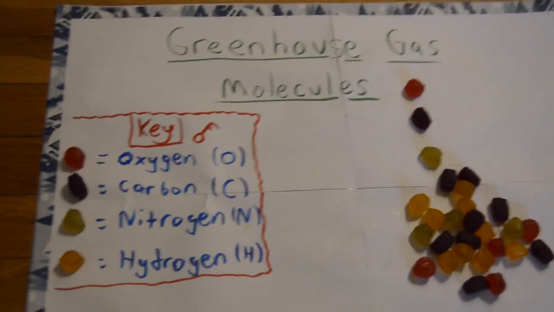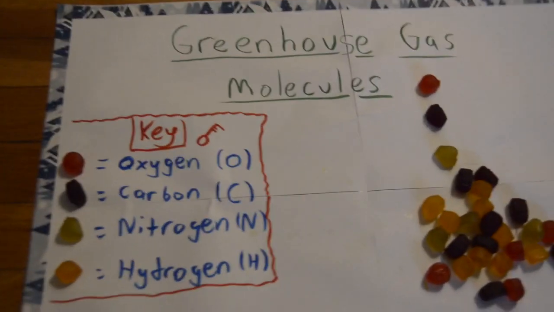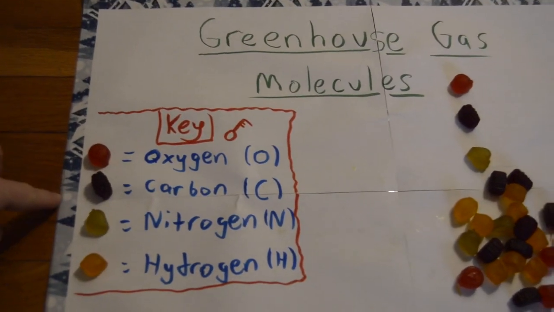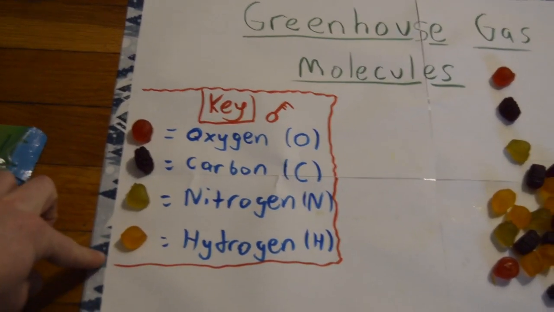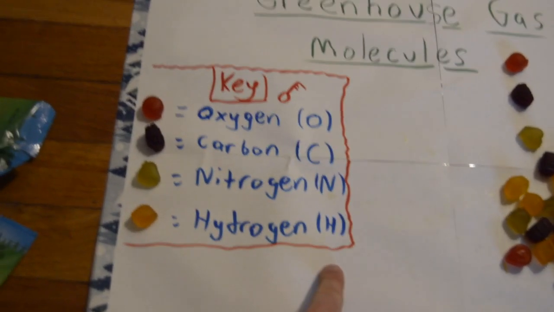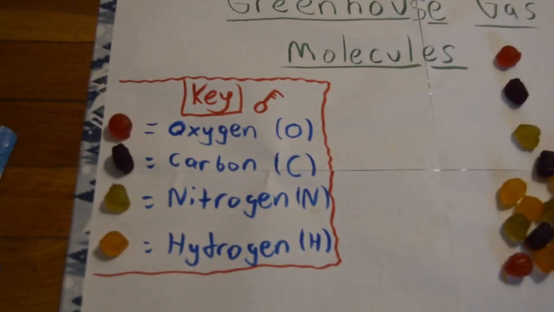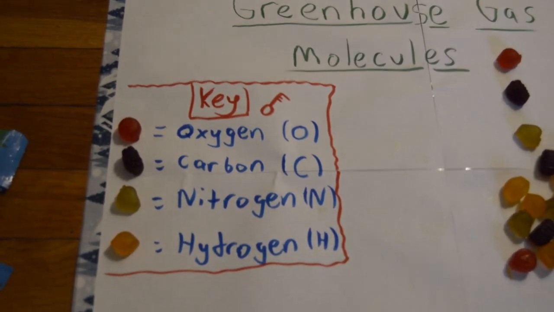You have the gummy, or whatever you're using to represent your atoms, next to the name of that element. So again, oxygen, carbon, nitrogen, and hydrogen. And I put the first letter of each atom type next to the name because that's usually how scientists create formulas or shortcuts to represent molecules. So now that we have all of our building blocks in a key, we can start using these blocks to create the molecules that represent our greenhouse gases.